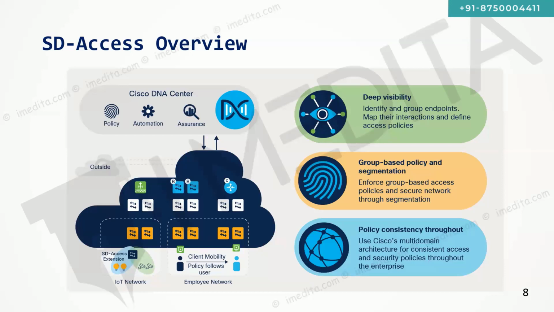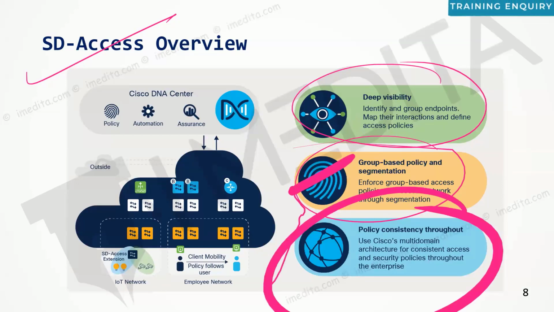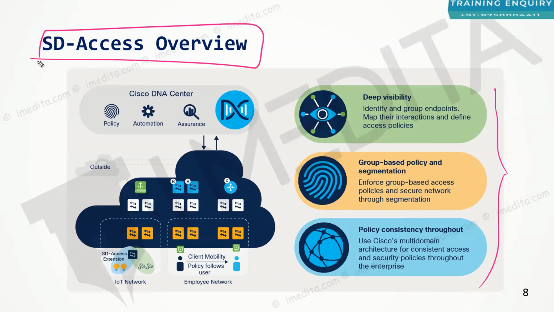So we get complete visibility in our network with the help of the SDA. We can enforce policies based on the group rather than enforcing policies based on IP addresses. That functionality we get in our SDA. Policies are going to be consistent through wired and wireless networks, so we don't need to configure two different sets of policies. These are a few advantages that we get from the software defined access, or SDA, solution.